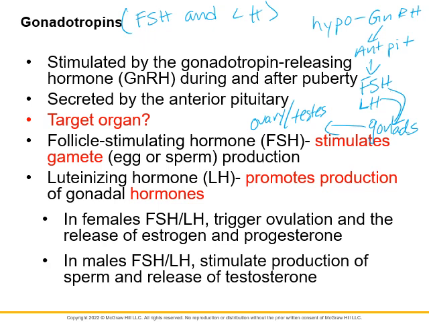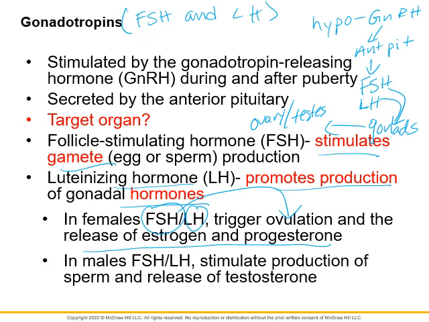What is it going to cause the ovaries and testes to do? Two different things. Follicle-stimulating hormone produces gametes, egg or sperm, whereas luteinizing hormone causes the ovaries and testes to release hormones. To make it clear, FSH in a female is going to trigger ovulation, the egg being released from the ovary. LH is going to cause the release of estrogen and progesterone. In males, FSH is going to stimulate the production of sperm. LH is going to stimulate the production of testosterone.